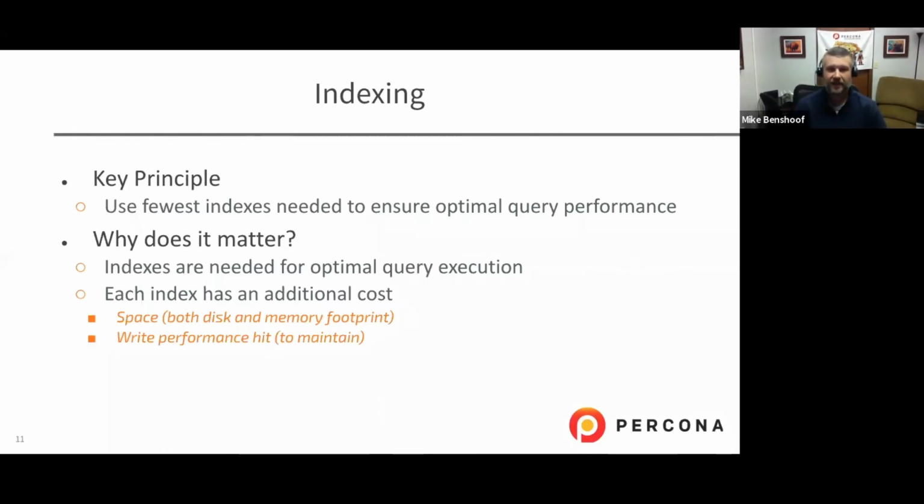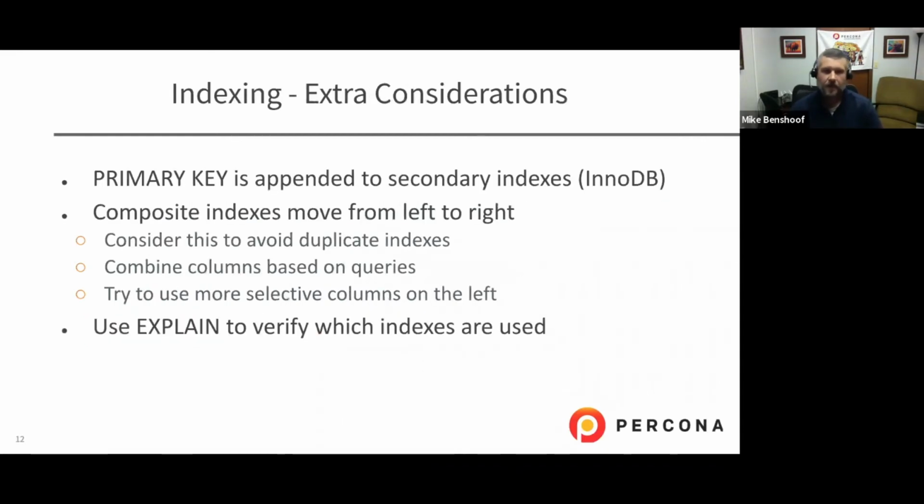However, when we look at not over-indexing, indexes do have an additional cost, right? To have an index, we have a space penalty, so we're going to be using disk and memory for this. And we also have a write performance hit because we have to maintain these indexes. If I insert a row in the middle of a table, not only do I have to update the table space and the main source of records, but I'm also going to have to update that secondary index based on those fields that I'm indexing.